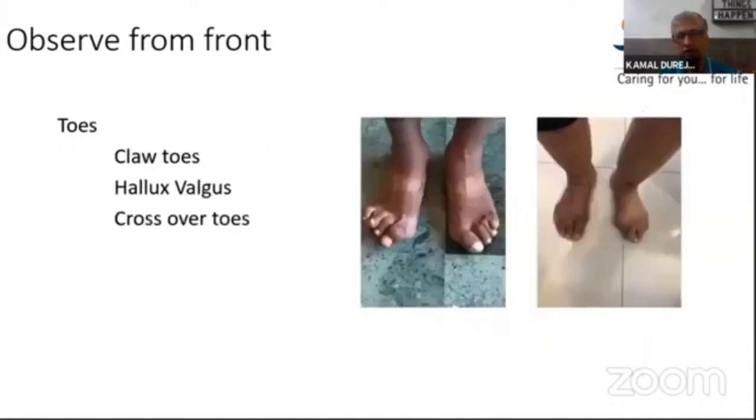Now look from the front. Look at the toes. Are the toes having a claw deformity? Is there a hallux valgus? Is there a crossover of the toes? All these things have to be noted when you observe from the front.